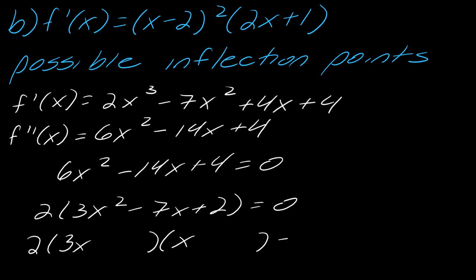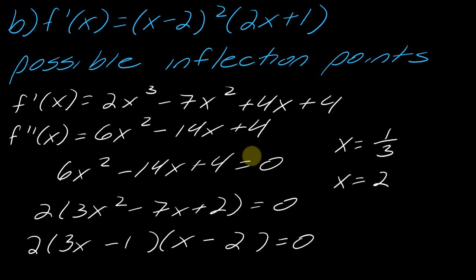So let's see. I just need to make sure I bounce this off of the 2 and this off of the 1. And so then this will give me, so 3x times negative 2 is negative 6. And then negative 1 times negative x will give me that negative 7. So here we go. So now I can find my possible inflection points. So I'm going to have x is positive 1/3 or x is positive 2.